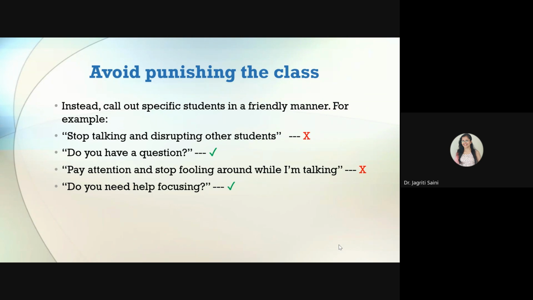It is not always that they are having some unnecessary conversation with each other in the classroom. Sometimes they get stuck with something and they try to ask their peers about it instead of asking the teacher directly, because that gap is still there. So you have to reduce that gap, so that instead of talking to each other, they can ask you directly.